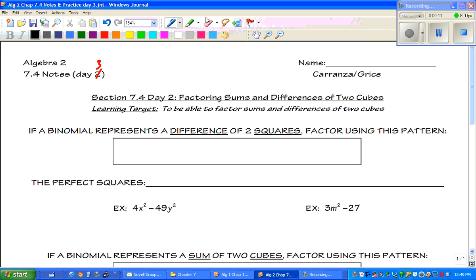Today we're going to be talking about factoring sums and differences of two cubes. Our learning target today is to be able to factor sums and differences of two cubes.